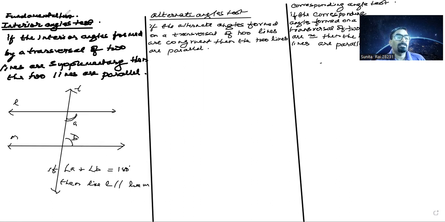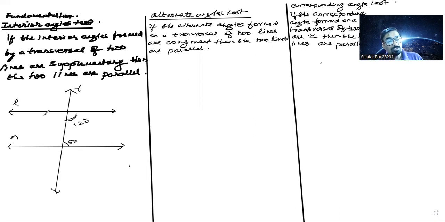Are you getting me? Like, let's see an example here, children. I'll make it up, okay, with some examples. This is line L, this is line M. This angle marked is 120 degrees, and this angle marked there is 60 degrees. And my question is, are these two lines parallel?